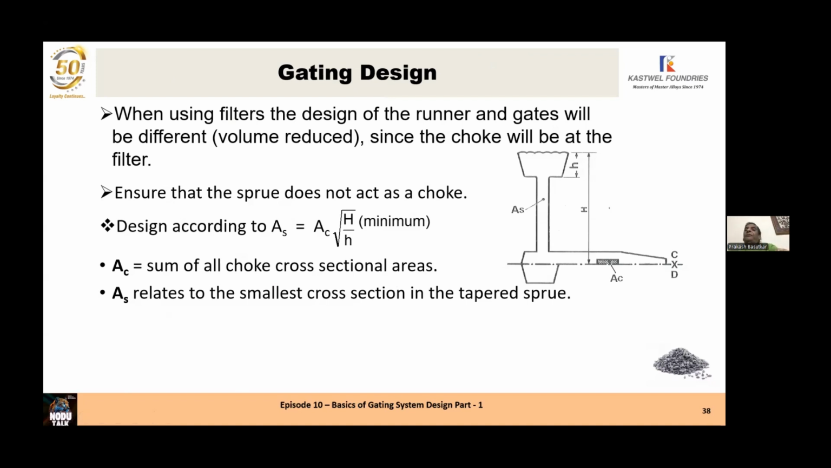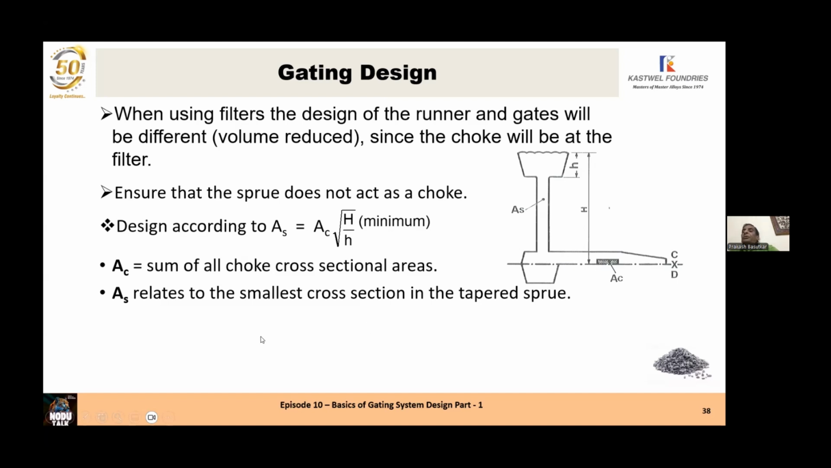Gating system design. When using filters, the design of the runners and gates will be different. Volume is reduced because of the filter, since the choke will be at the filter. And ensure the screw does not act as a choke. Design the screw area as per this formula, where capital H is the height of the pouring basin from the parting line, and small h is the height of the metal in the pouring basin. So the square root of the total height of the screw divided by the height of the metal in the pouring basin, multiplied by the choke, is the area of the screw cross section.